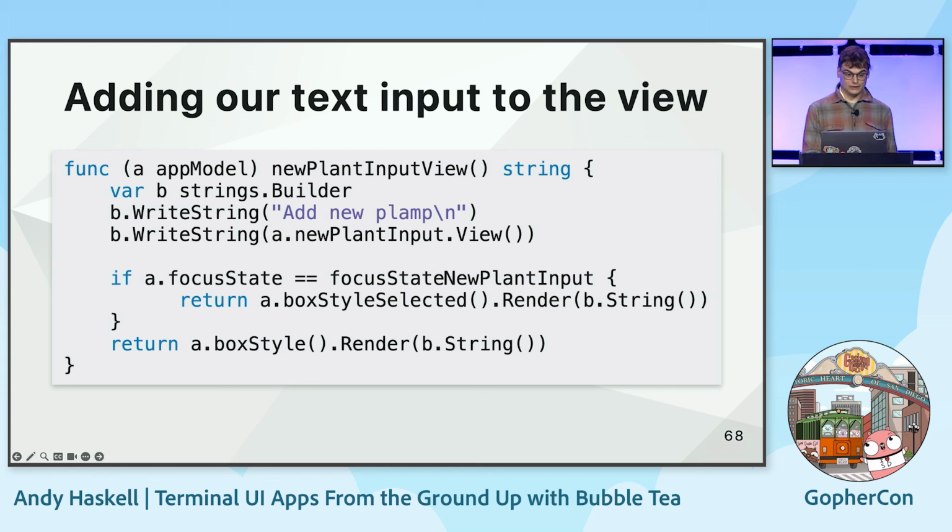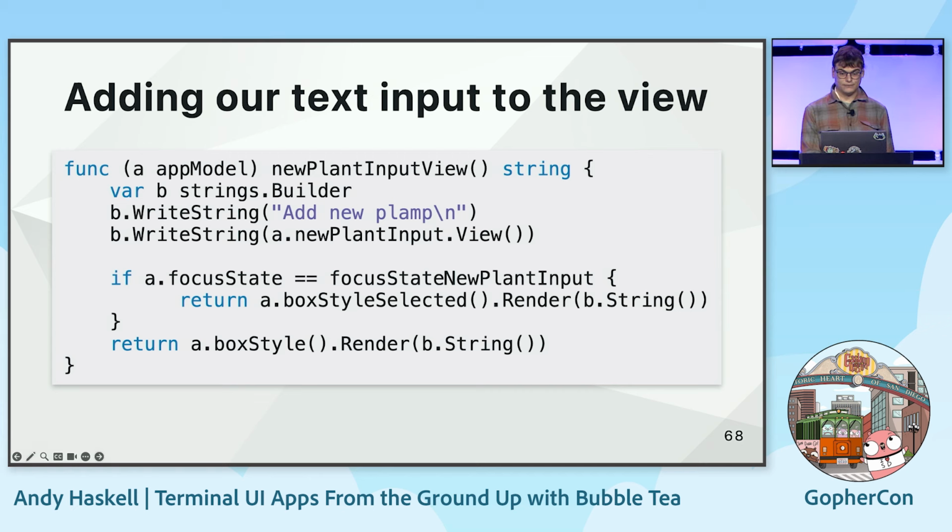So inside there, we display a heading that says "add new plant," and below that we render our text input using the text input's view method. That is one example of how components in Bubbles tend to follow a similar pattern to tea.Model, where they have a view method to return a representation of the component as a string.